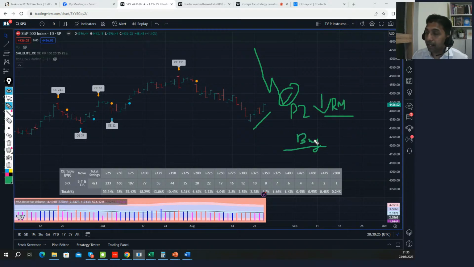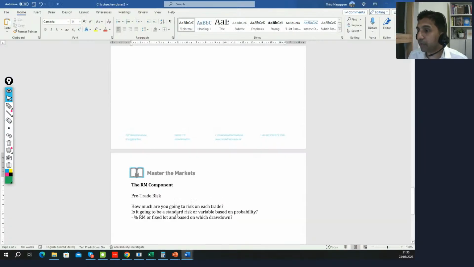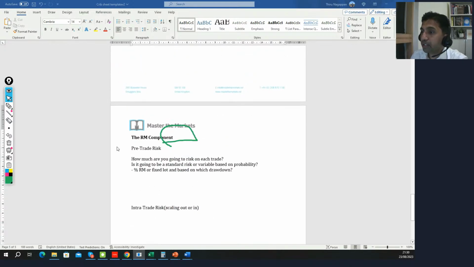But on the other hand, in terms of intra, while I'm in the trade, because I might be counter trending, I could put a rule in my crib sheet saying that if I go back to here, I will scale out when it hits a certain point of target. That's what I can probably start to write in. Scale out when it comes to, let's say, 50% OE, and then the last of it I can scale out fully when it goes to 20% open equity point.